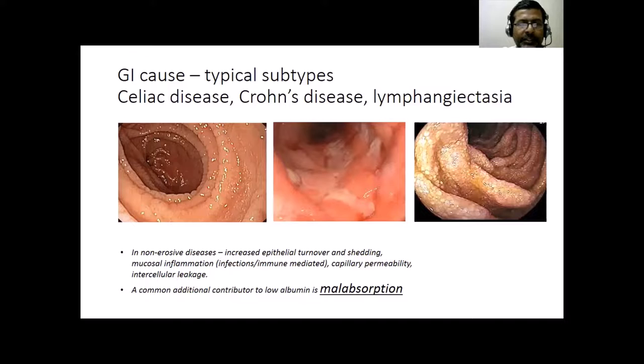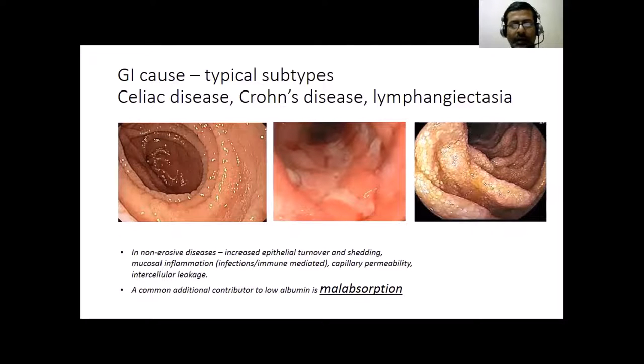Here are three pictures, which again describe the typical three mechanistic causes of protein-losing enteropathy. The first one is celiac disease, where there are no erosions on the mucosa. The second one is Crohn's disease, where the mucosa is eroded. And the third one, you can see these white dilated lacteals. That is due to lymphangiectasia.